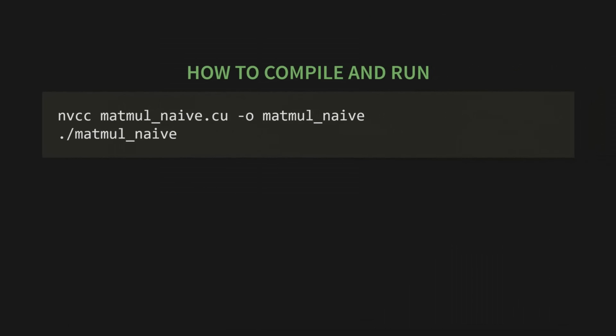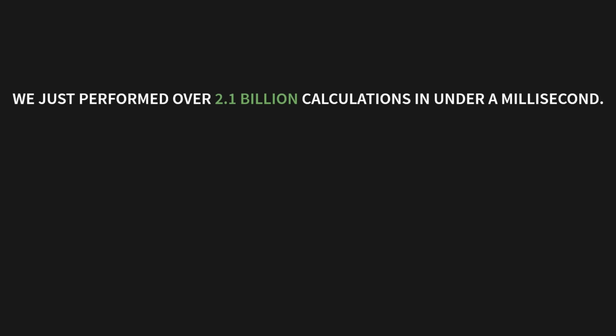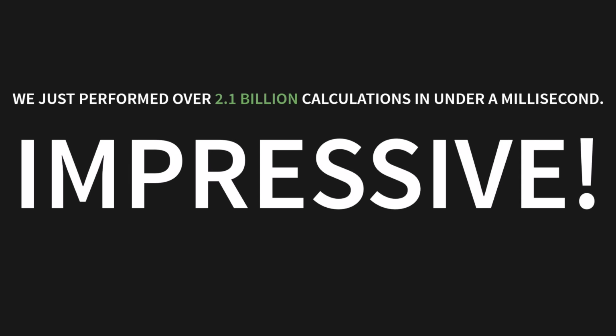Easy. We compile it with nvcc matmulnaive.cu -o matmulnaive. Then we run it, ./matmulnaive. And what's the output? Naive matrix mult, 1024 by 1024 by 1024. And the verification? C at index 0 is 1024.0. It works! Get this. We just performed over 2.1 billion calculations in under a millisecond.